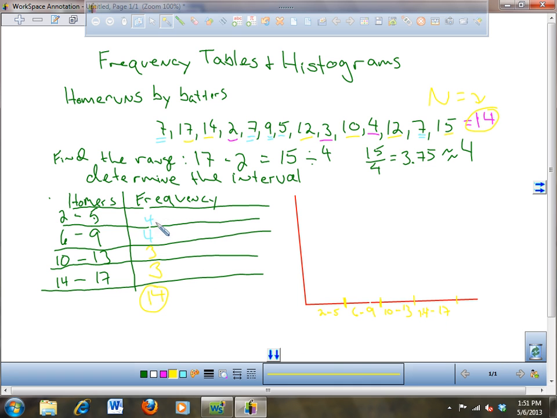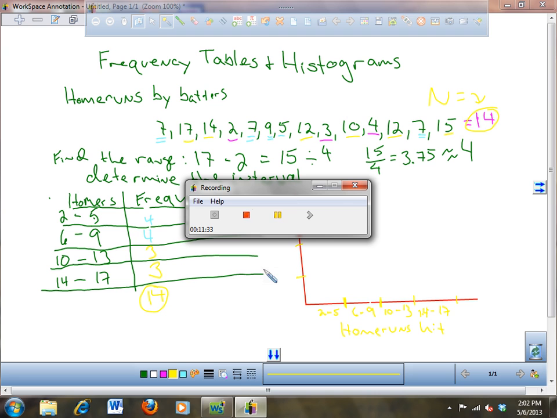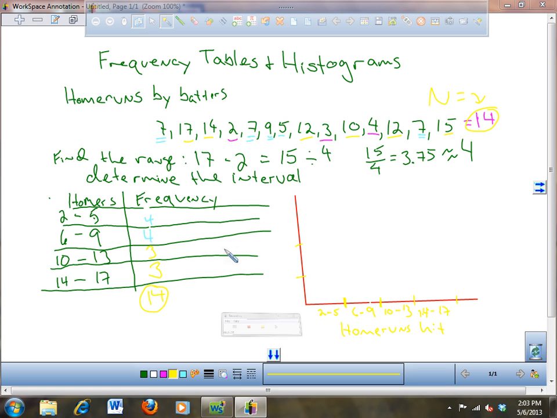Now over here, this is home runs hit. Down here, always label your axes. Over here, we're going to put the frequency. Since it only goes up to 4, we're just going to put 1, 2, 3, and 4. And then we're going to do our bar graph.